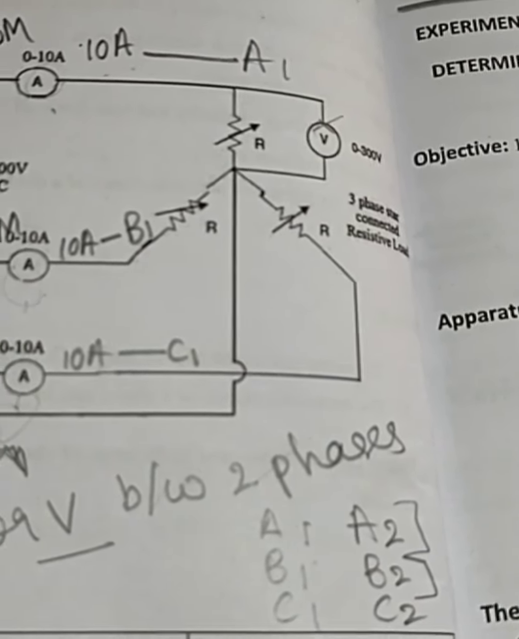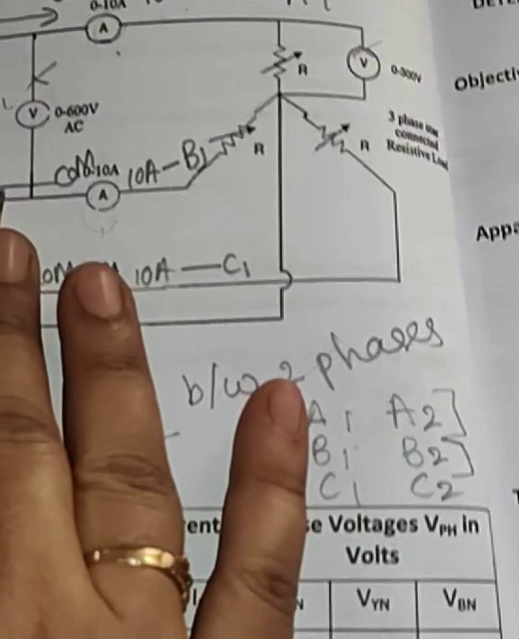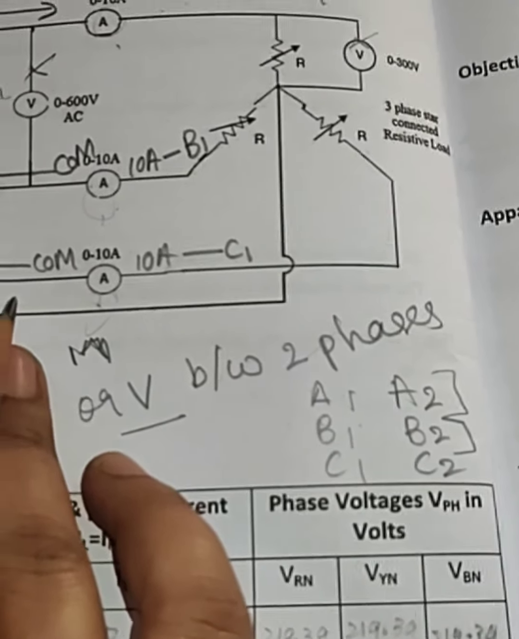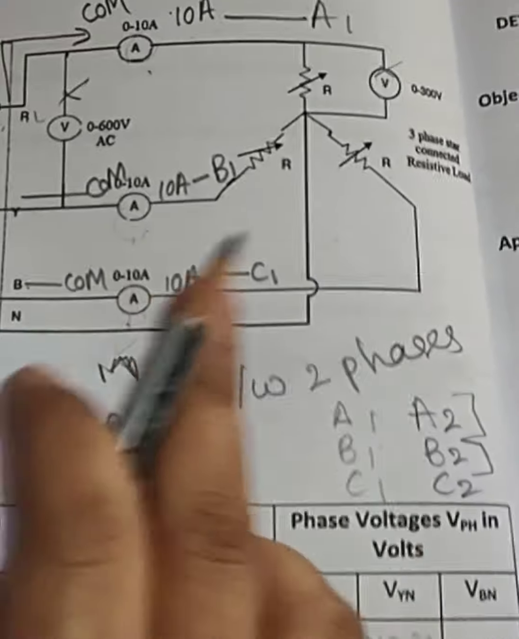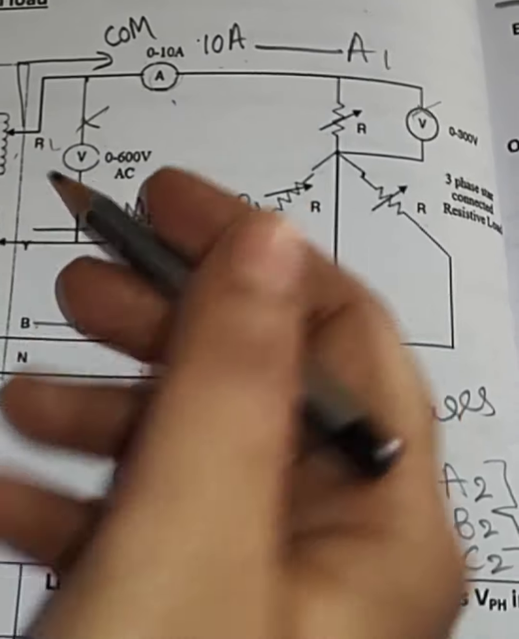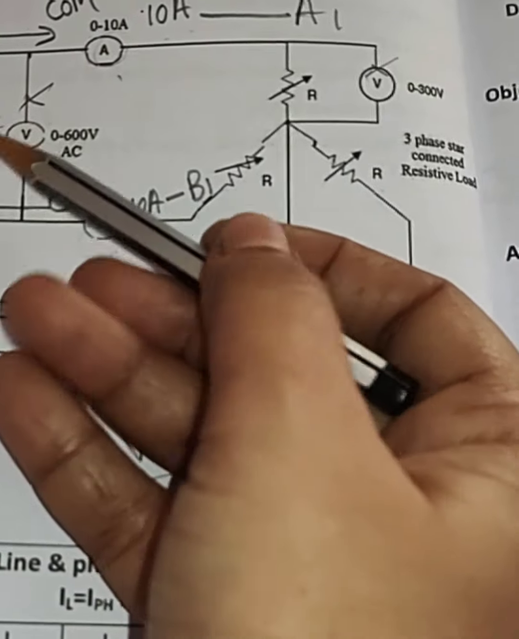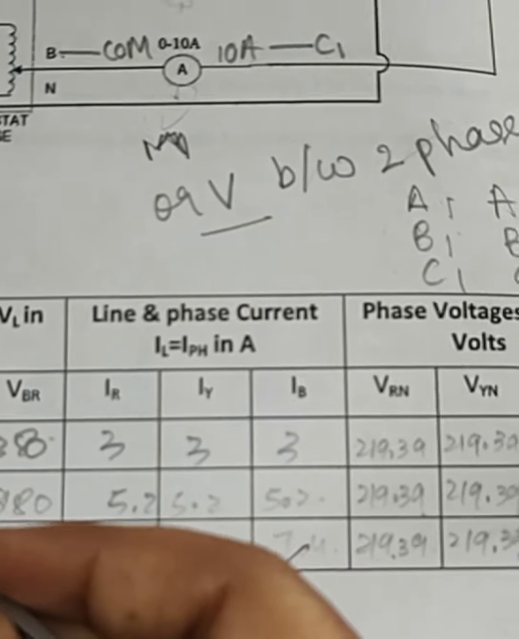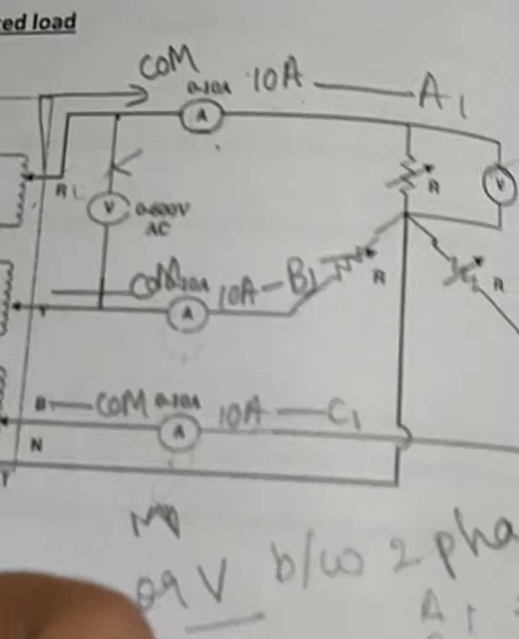Now next we shall discuss how we can take the readings. Before we switch on, first we should check the MCB and check whether the auto transformer is in the 0 position or not. Then we should switch on the MCB of the three-phase supply. Next we should keep the voltage between two phases at 415 or below 400, we can keep it less than 430.